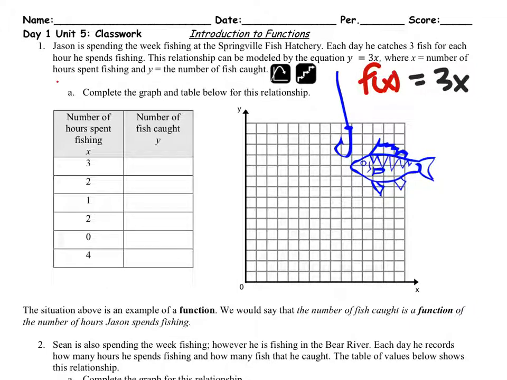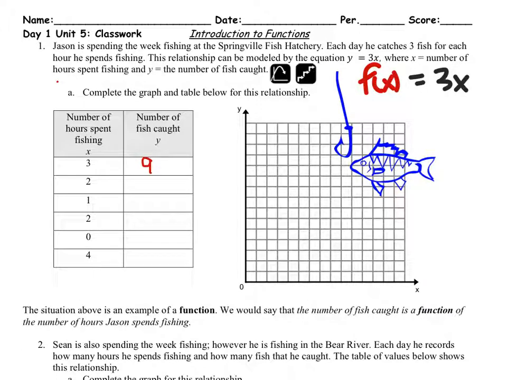Well, let's look. Oh, that's nice. They said what x represents, the number of hours you spent fishing, and y, or f of x, would represent the number of fish caught. So, for example, if he spent 3 hours fishing, how many fish would we expect him to catch? 3x. Yeah, 3 times the x, which is the hours fishing, 3 times the 3 hours would be 9 fish.